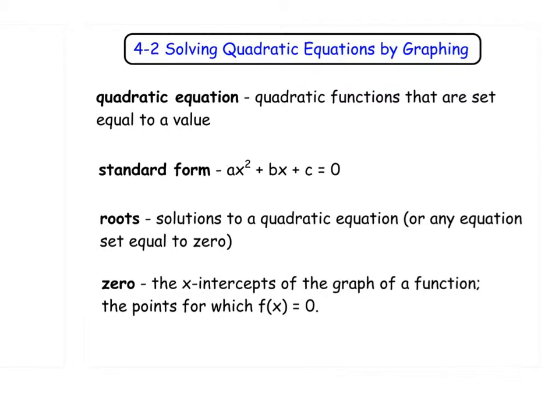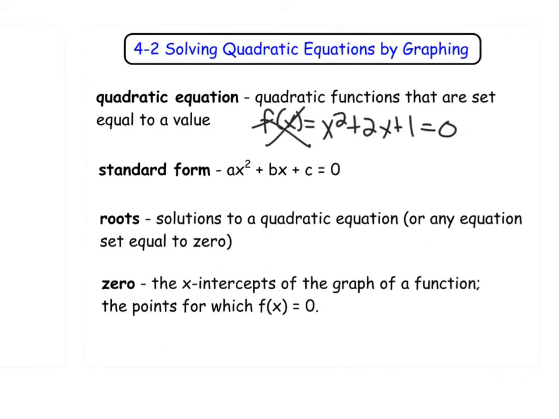Pause this at any time to make sure you get all the words written down. Go ahead and talk about them. A quadratic equation is a quadratic function that is set equal to 0. So if I give you a quadratic function, f of x equals x squared plus 2x plus 1, and then I actually set it equal to 0, then that is a quadratic equation.